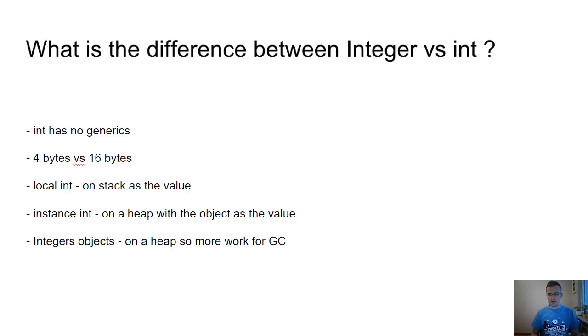Okay, a local int is stored on the stack as the value. An instance int is stored on the heap with the object as the value. So you must remember that Integer objects are always stored on the heap. So it will be more work for the garbage collector.